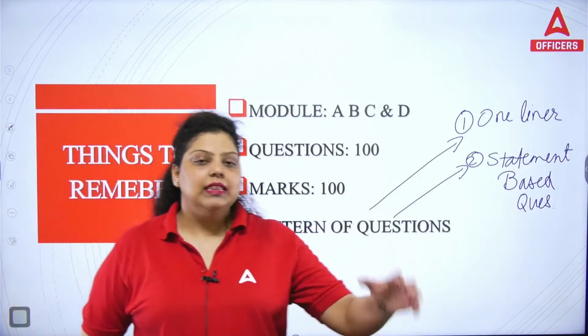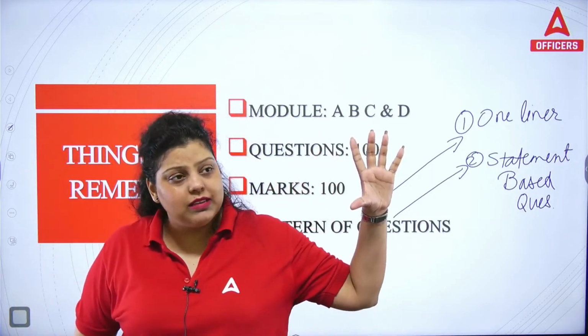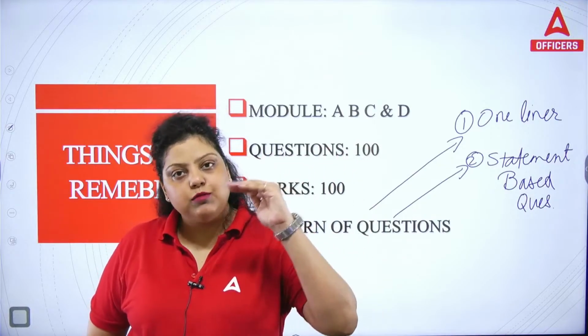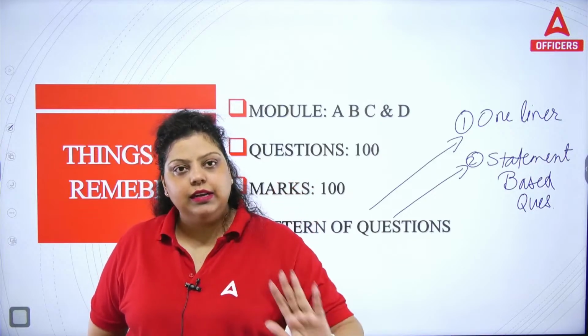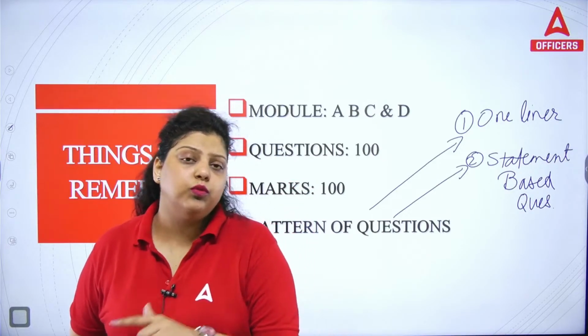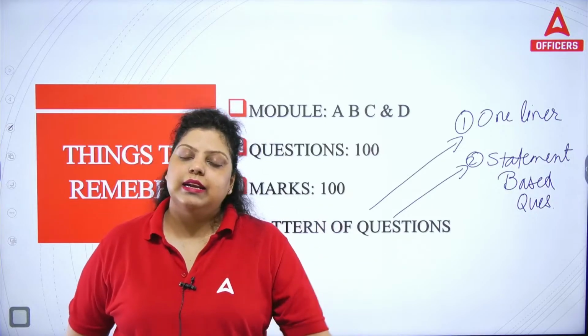Okay, and then they have given 5 statements. That statements will be lengthy. You have to study those statements, and after that you will find the options. Only 1 is correct, only 2 and 3 is correct, only 1, 2, 4 are correct, or the 5th option is saying let's say all are correct.